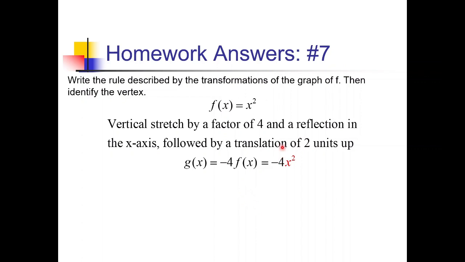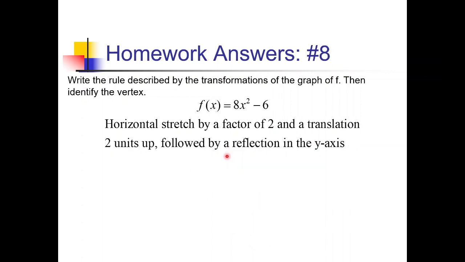Now we also need to translate 2 units up. So I'm going to write an h function that's going to be the g function plus 2. That'll give us that translation of 2 units up. So this then is just going to be -4x squared plus 2. And that's our new rule. Now for the vertex, this is in vertex form, although it doesn't look like it. This x squared is really like an (x minus 0) squared. So our vertex then is going to be (0, positive 2).